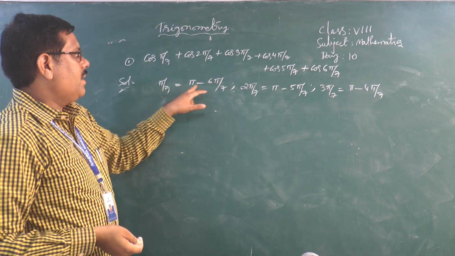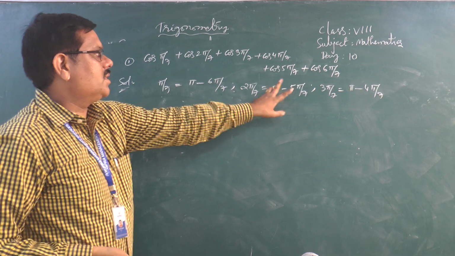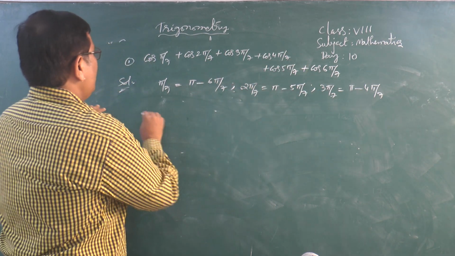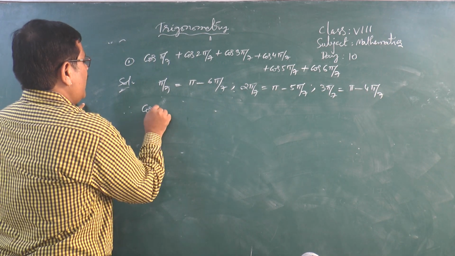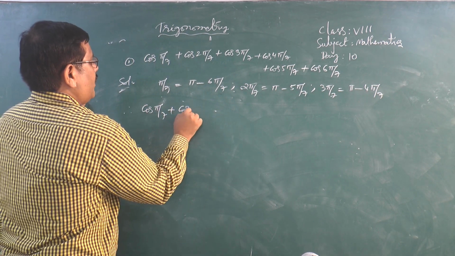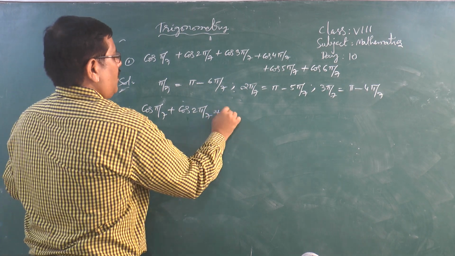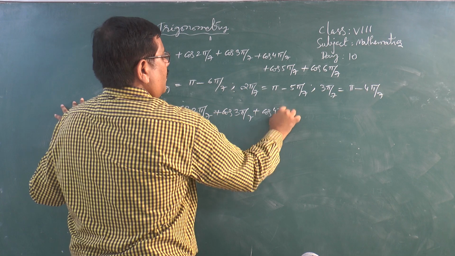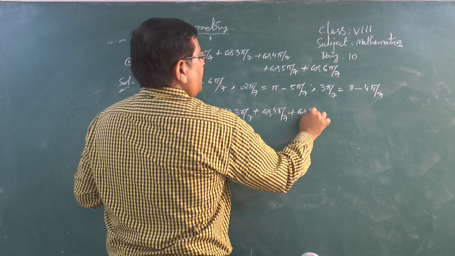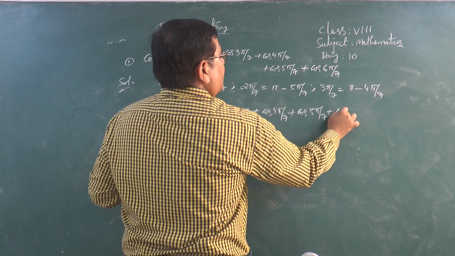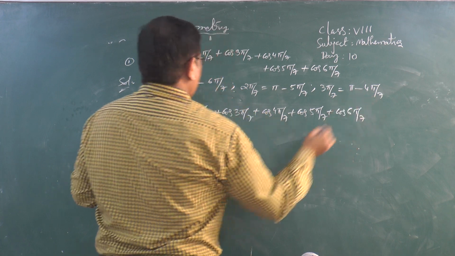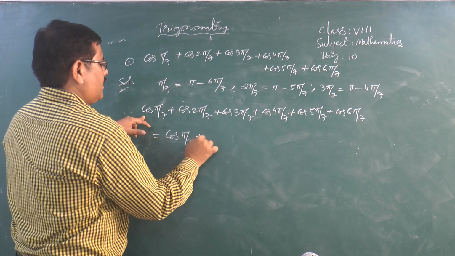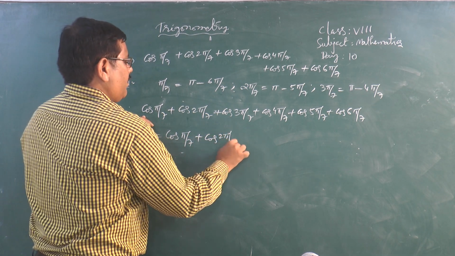So pi by 7 and pi minus 6 pi by 7 are the same, these two are the same. This is the simple logic we are applying to solve this particular problem. Now, therefore, we have cos pi by 7 plus cos 2 pi by 7 plus cos 3 pi by 7 plus cos 4 pi by 7 plus cos 5 pi by 7, plus cos 6 pi by 7, the given question. Let us not change that. Cos pi by 7, let us keep it as it is. Cos 2 pi by 7, let us keep it as it is.